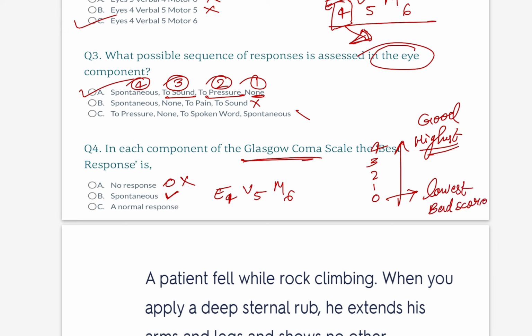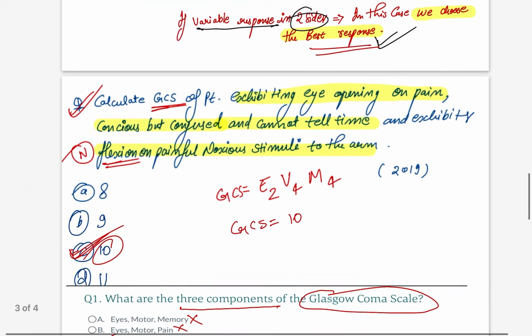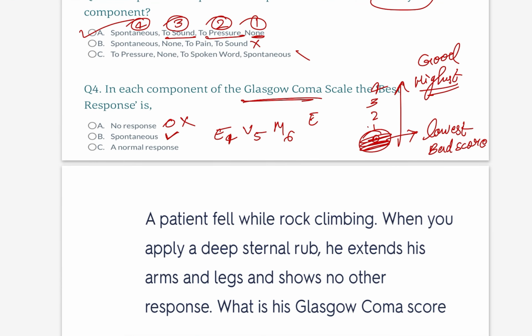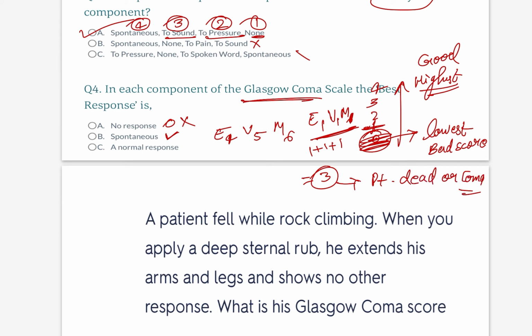score. And if we are all getting the lowest number, like there is no 0, sorry, not 0, but from 1 only. From 1 only: E1, V1 and M1. I already told you, 1 plus 1 plus 1. If it is coming like a 3, it means the patient is already dead or in coma. Dead or in coma, right?